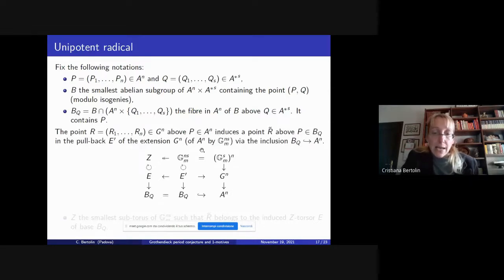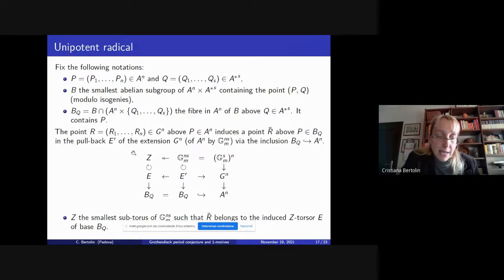Then we take n copies of the extension G. So Gn is an extension of An by Gm and S. Here we have the points R1, ..., Rn. And then we consider the pullback of Gn above PQ. This is possible to do, and we call this pullback by this inclusion E prime. And then we note R tilde, the point corresponding to the point R.